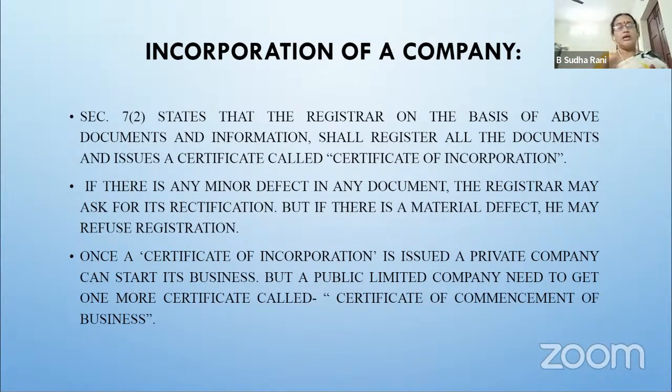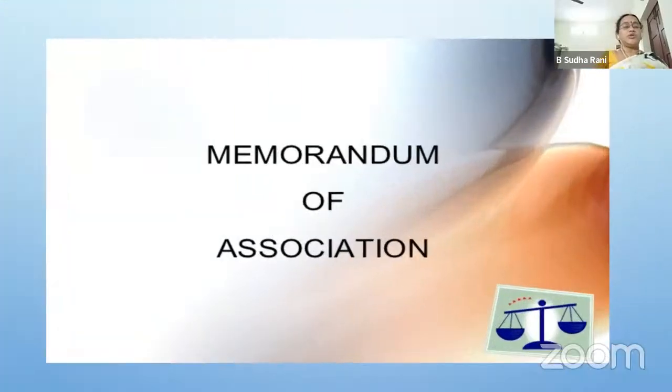After incorporation and before commencement of business, a public limited company raises capital, for which it issues a prospectus for the public. Because the public company raises capital from the public, it has to issue the prospectus, which involves some procedure. Only after raising the required amount of capital can the company start business, and that has to be certified again by the registrar. So a public limited company has to wait until it gets one more certificate called the certificate of commencement of business. Now let us see about these documents in detail.